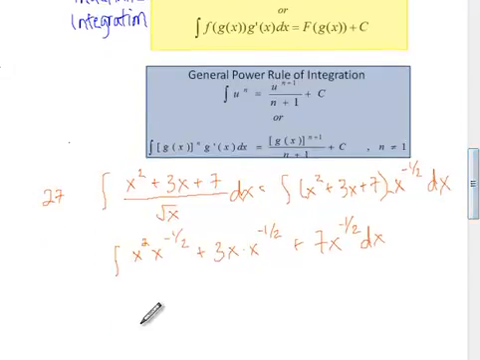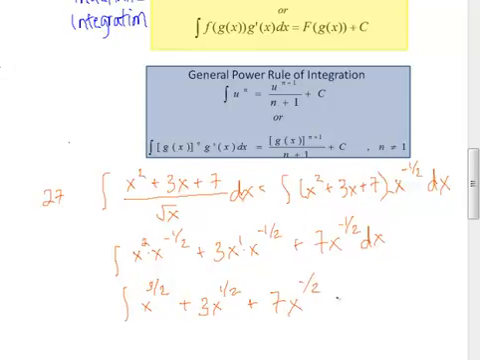And so when all this is said and done, remember these are two powers with the same bases, so you can just add these exponents. I'm going to get x to the 3/2 plus 3x to the 1/2, because this is 1, and then plus 7x to the negative 1/2 dx.